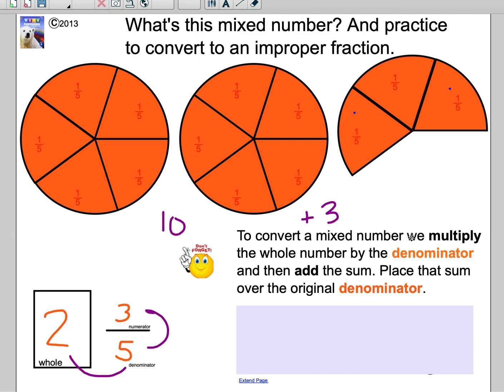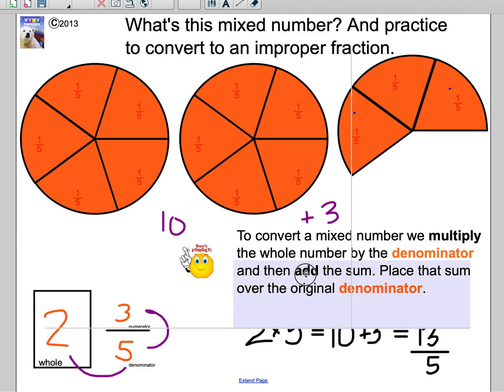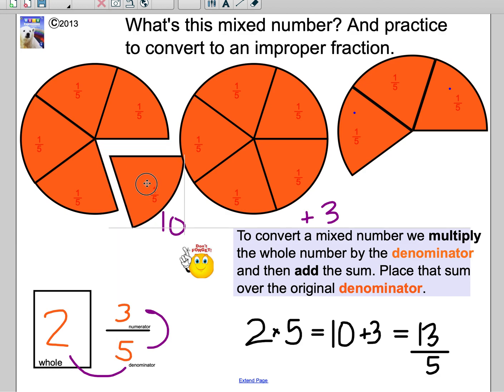So to convert a mixed number, we multiply and then we add the numerator. And then we place that sum over the original denominator. So 2 times 5 is 10, plus the extra 3 equals 13. And that fifth piece didn't change. They're all fifth pieces, so 13 fifths. Multiply and add.